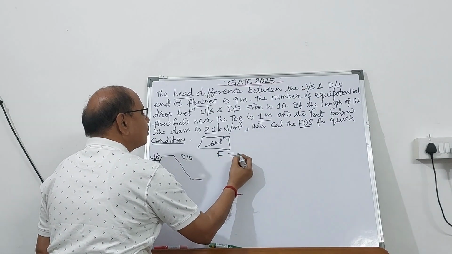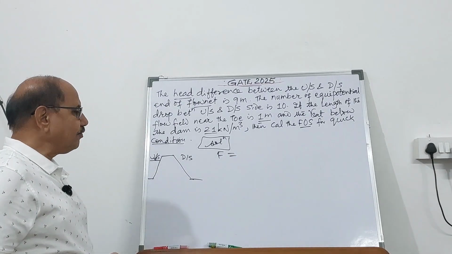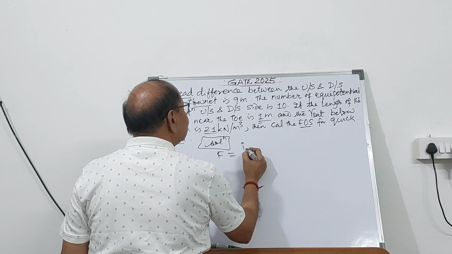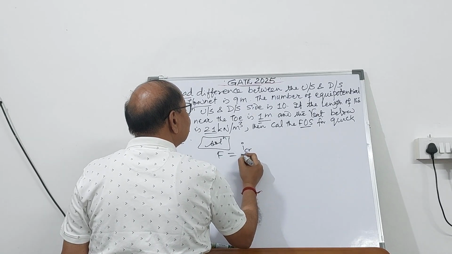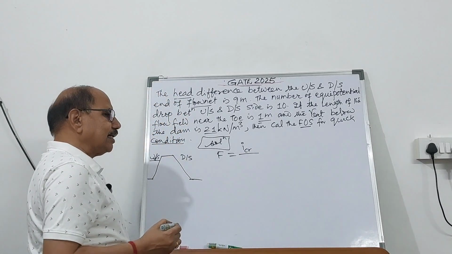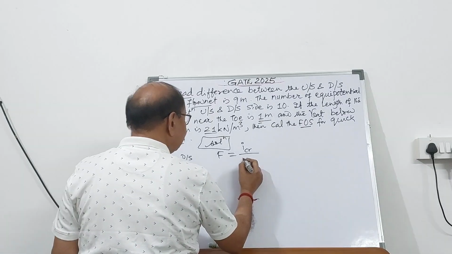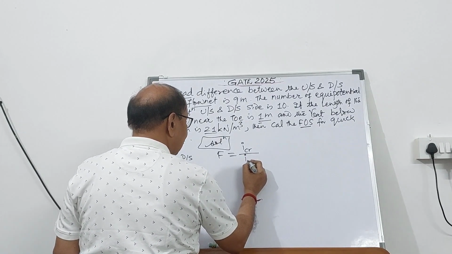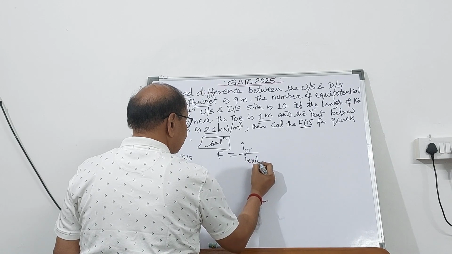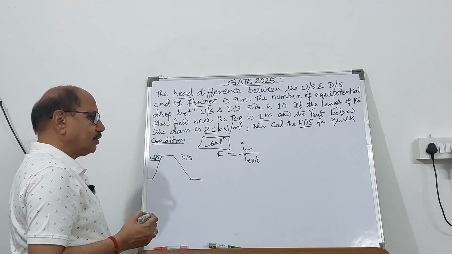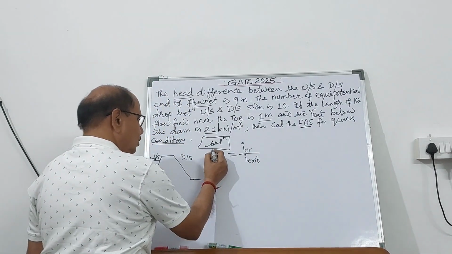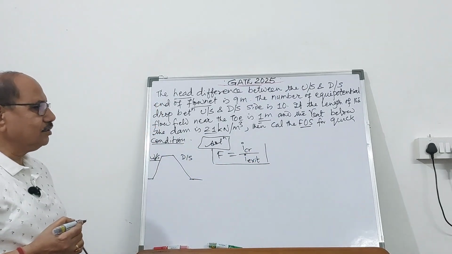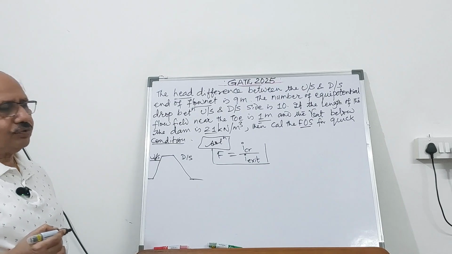So you will have to calculate the factor of safety, which is given by the critical hydraulic gradient, that is I critical, divided by the exit hydraulic gradient, that is I exit. This is the factor of safety. So this is going to be important for all of you.